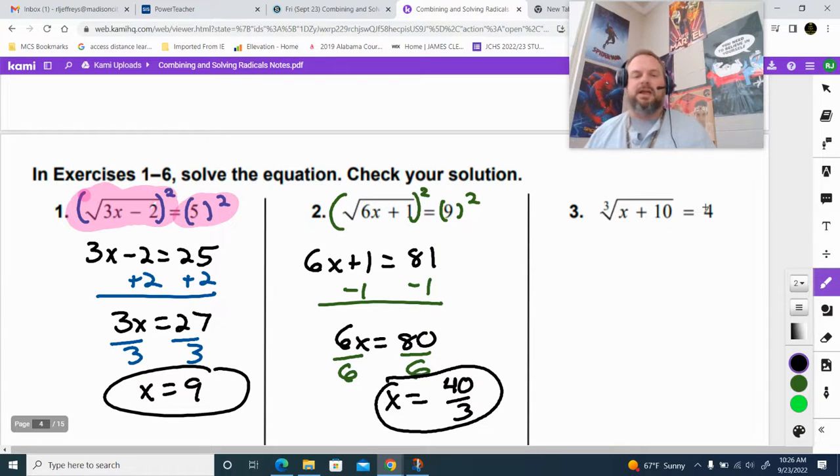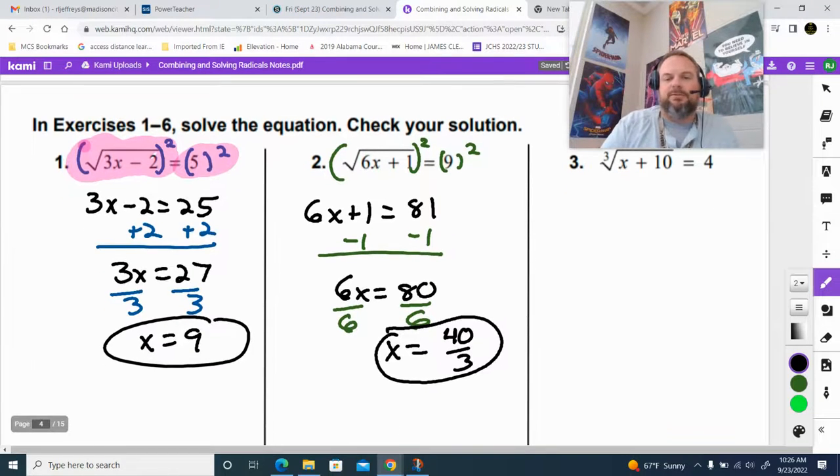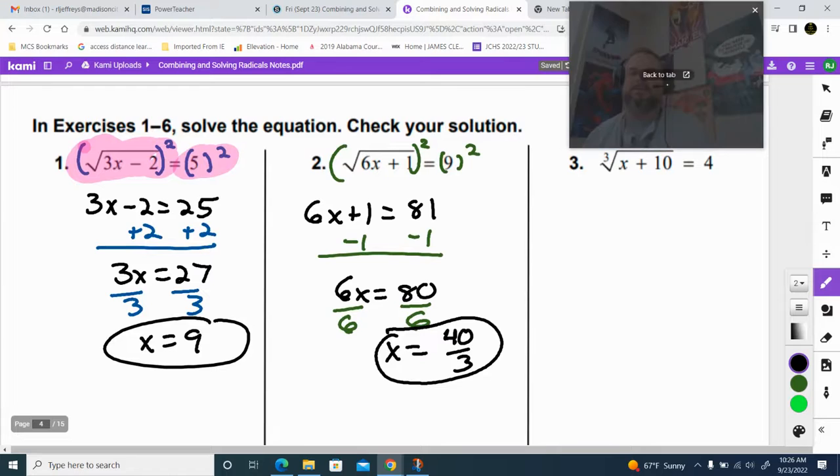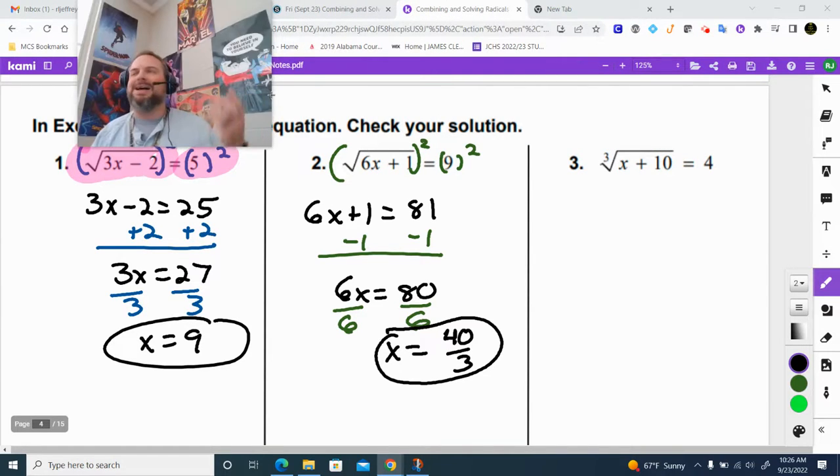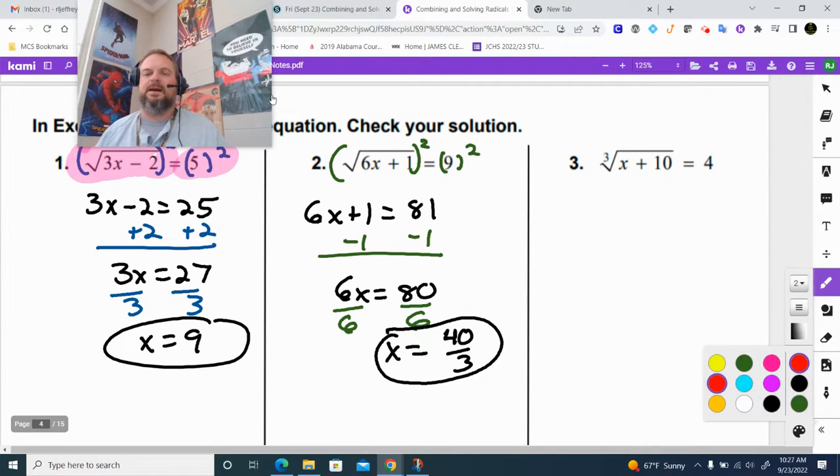A little key to know if you're going to have a repeating decimal is if you have like 9, 6, or 3 in the denominator, if it doesn't divide out evenly, it's going to be some type of repeating decimal. Okay. All right.